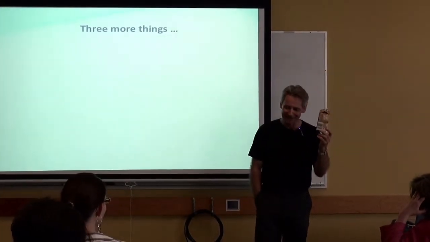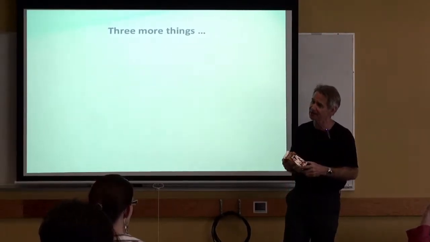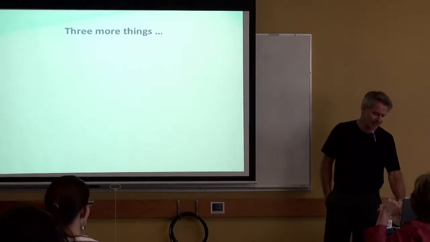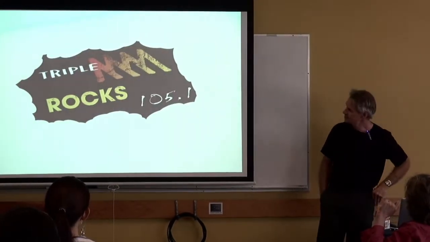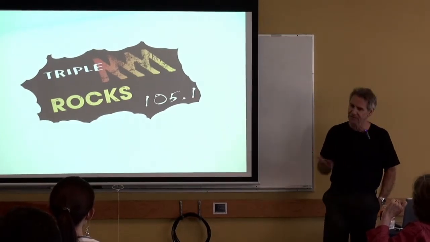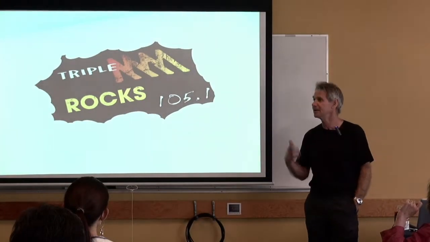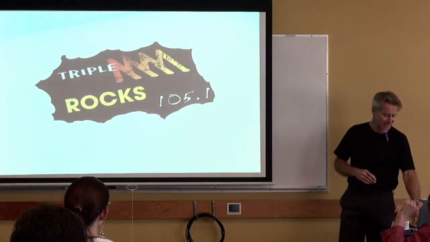I know. But so this is a thing called a Big M. We call it Big M in Australia. They're still there in Australia. Big M milk, you can get it, and you can drink it. Another thing you need to know is there is a very popular radio station in Melbourne called Triple M. It's 105.5. You can go on the internet and have a listen. You heard a sample of the music on earlier.